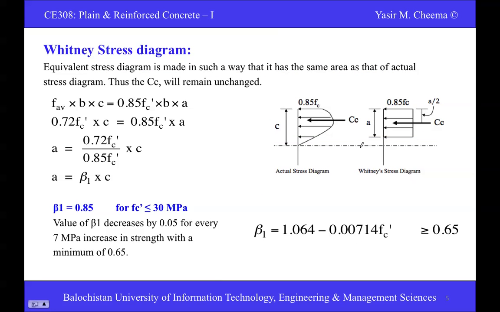Okay, there is one thing a bit similar to the equivalent concrete area in cracked and uncracked section. It's similar here, Whitney stress law.